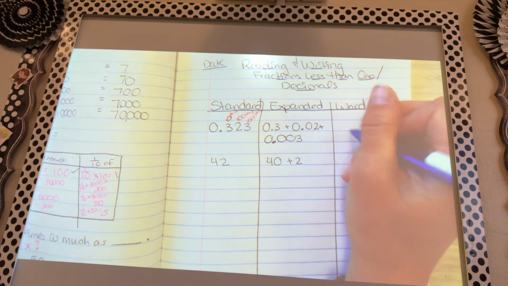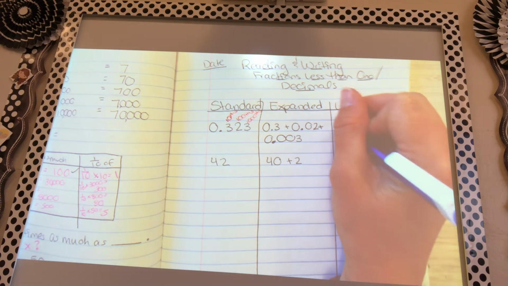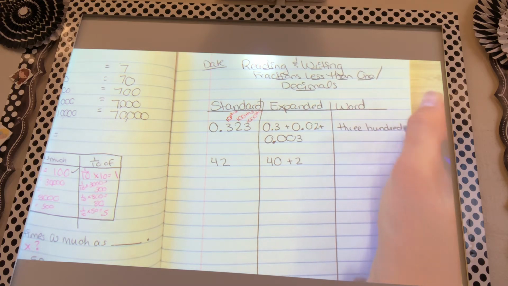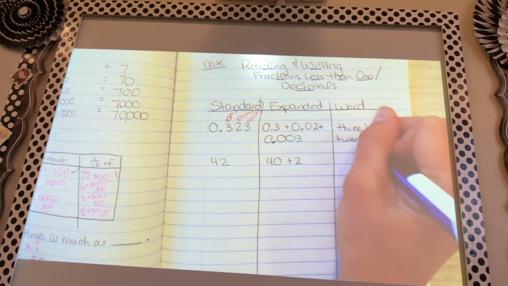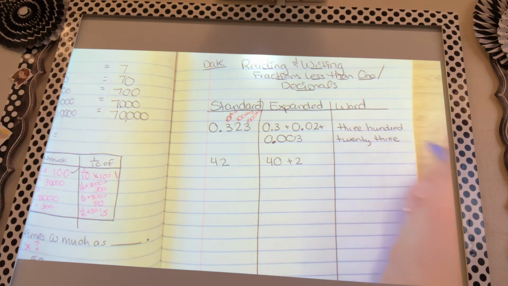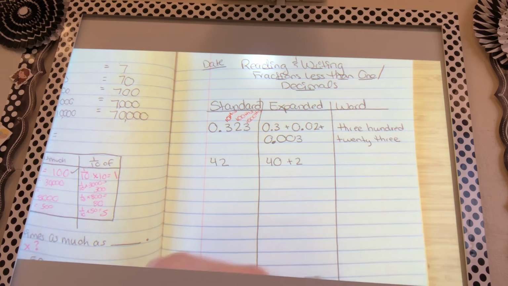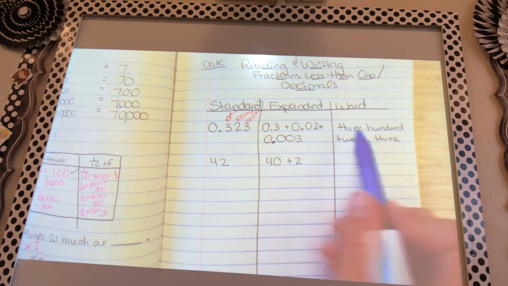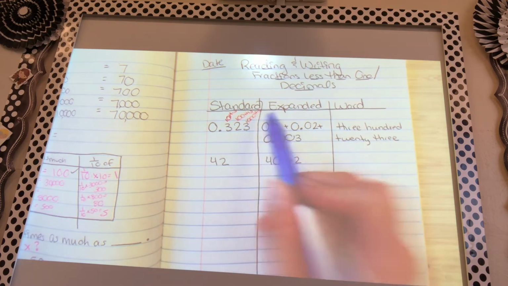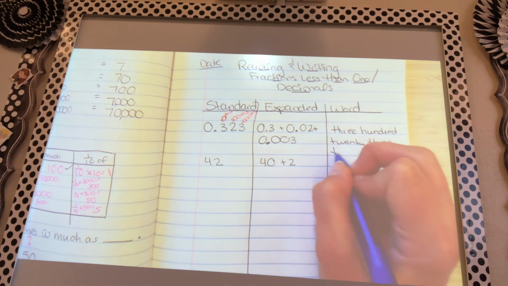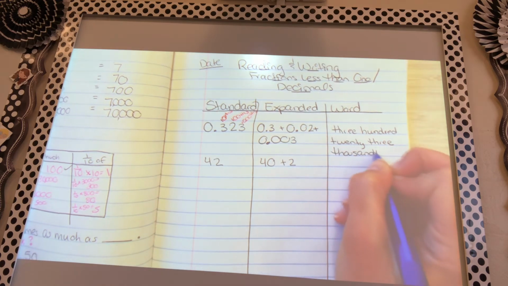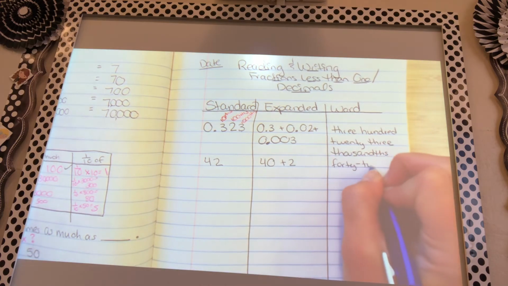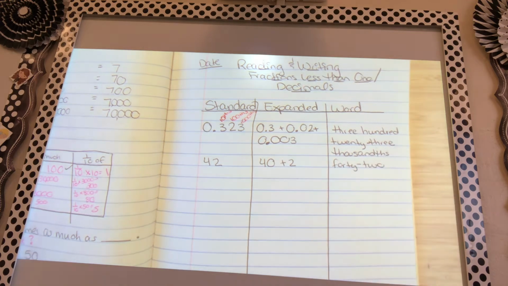So if I look at word form, I would say I have 323, and just like you say the period, like the hundreds period, thousands period, here you say whatever place value you end in. So I have 323 thousandths. So I'm going to write out the word thousandths. And over here I would just write 42. Oh, I forgot my dash up there.